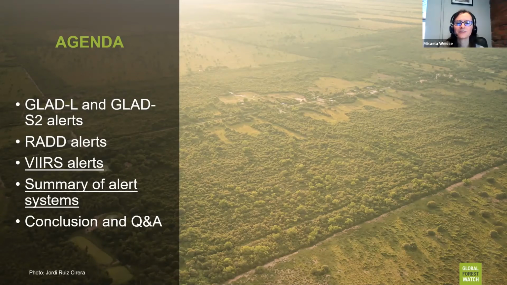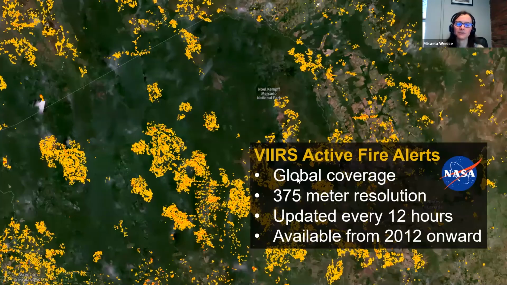Great. Thanks so much, Alice. So before I begin, I just want to note that Amy and Johannes really are the architects of these alert systems. The VIIRS alert system that I'm going to present about, I was not involved in the development, so just be aware of that, but I'll still try and give an overview of what I think is important to keep in mind. So the fire alerts that we have on Global Forest Watch are using the VIIRS active fire alerts from NASA.